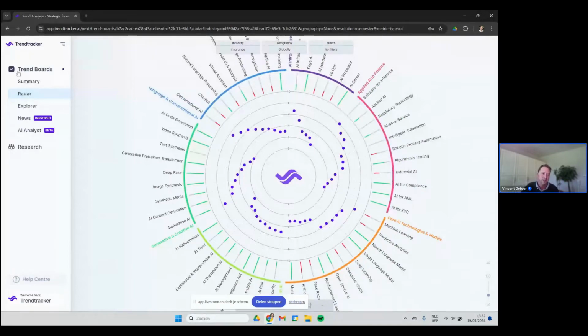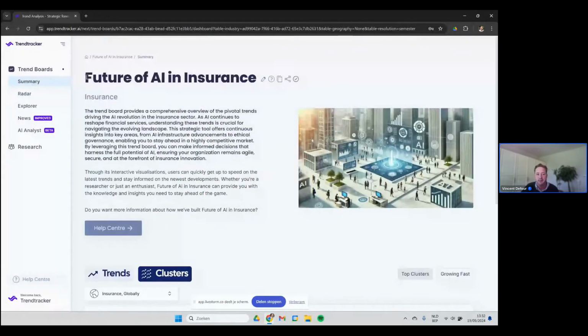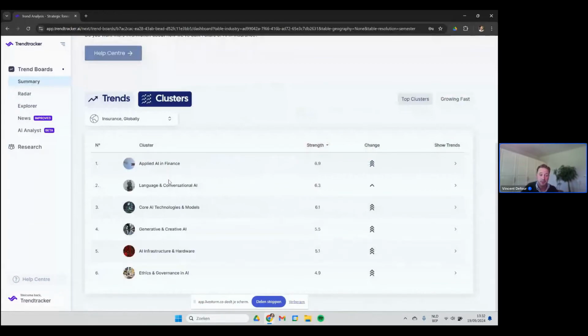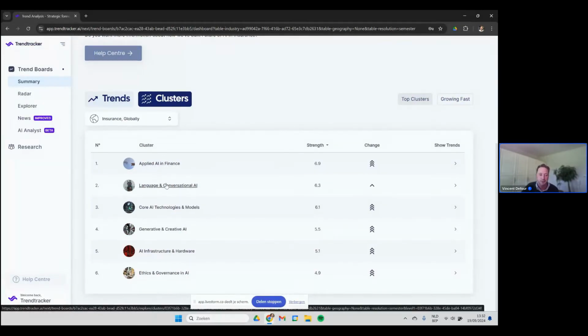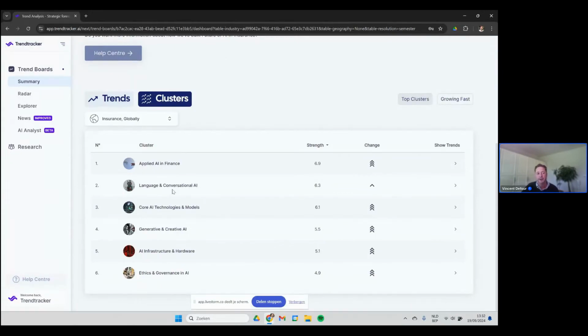But again, let me start from the summary page. So what you would get if you would want to assess future of AI in insurance in minutes, similar flow. You would see the clusters, the top clusters. If you want to see which ones are growing fast, you could see these ones. So apparently most of these AI clusters are changing fast in insurance, and from a, let's say, top trending, the applied AI in finance is your top cluster, followed by conversational and language AI, and so on. So this is really, again, how you can drill down to the interesting insights.